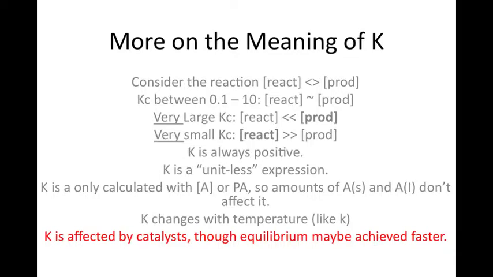Finally, catalysts make reactions get to the product side faster, or in this case, catalysts make us get to equilibrium faster, but catalysts do not affect the K value. So the use of a catalyst won't affect the value of the equilibrium constant. It just might mean you get the forward and the reverse reactions to get to equilibrium faster.